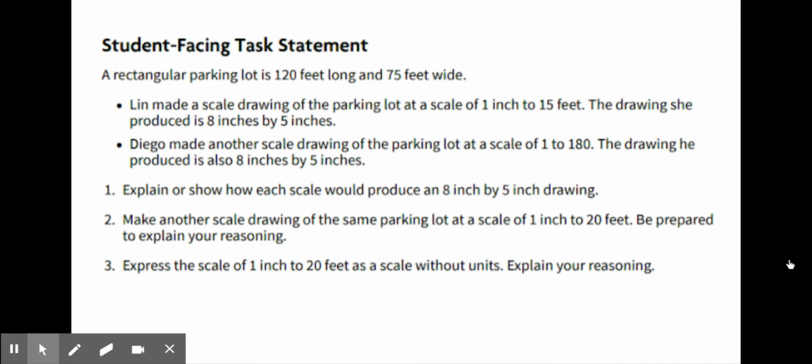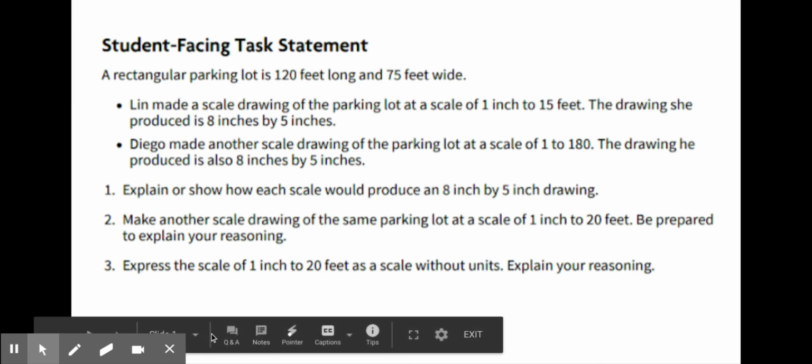The drawing produces 8 inches by 5 inches. Diego made a scale drawing of the parking lot at a scale of 1 to 180. The drawing he produced is also 8 inches by 5 inches. Explain or show how each scale would produce an 8-inch by 5-inch drawing. All right, so here we go to my next slide here, right?